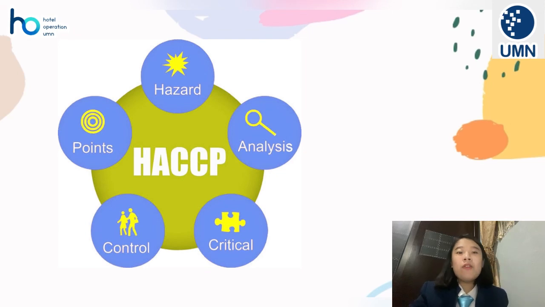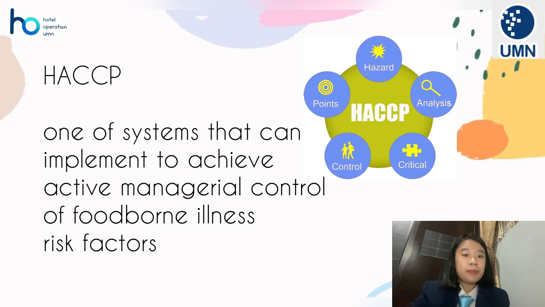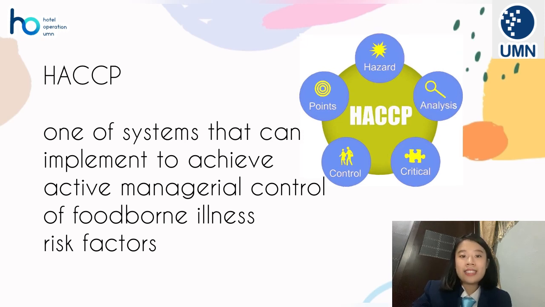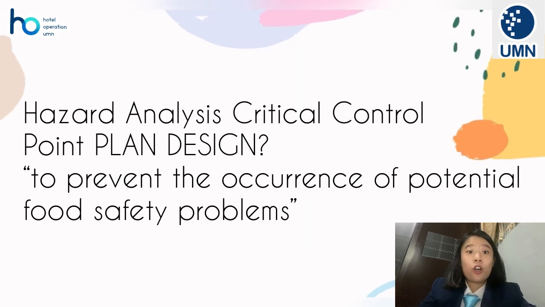In this video, I will talk about Hazard Analysis Critical Control Point, or HACCP. HACCP is one of the systems that can be implemented to achieve effective managerial control of foodborne illness risk factors. A HACCP plan is designed to prevent the occurrence of potential food safety problems.